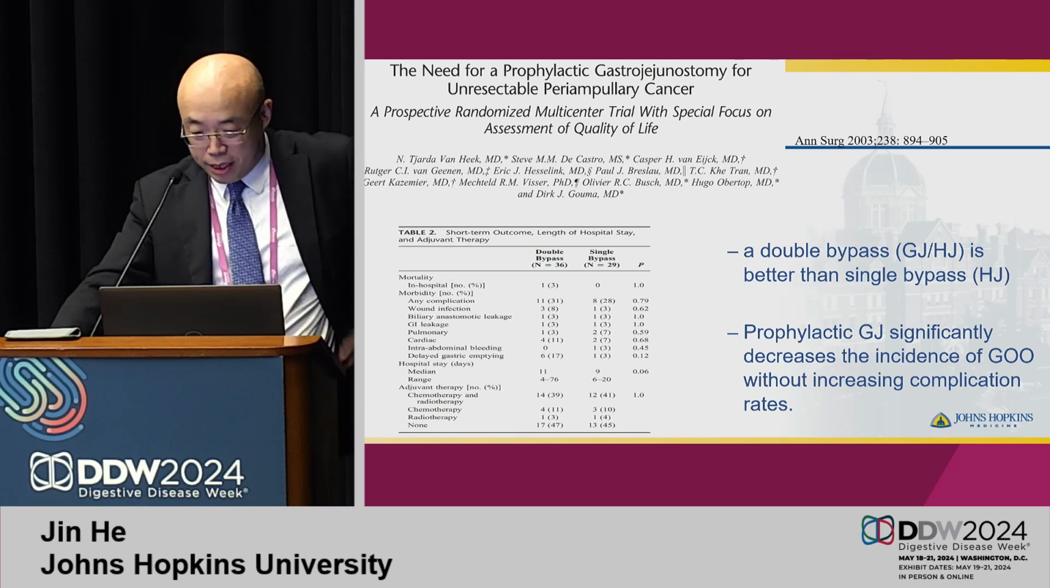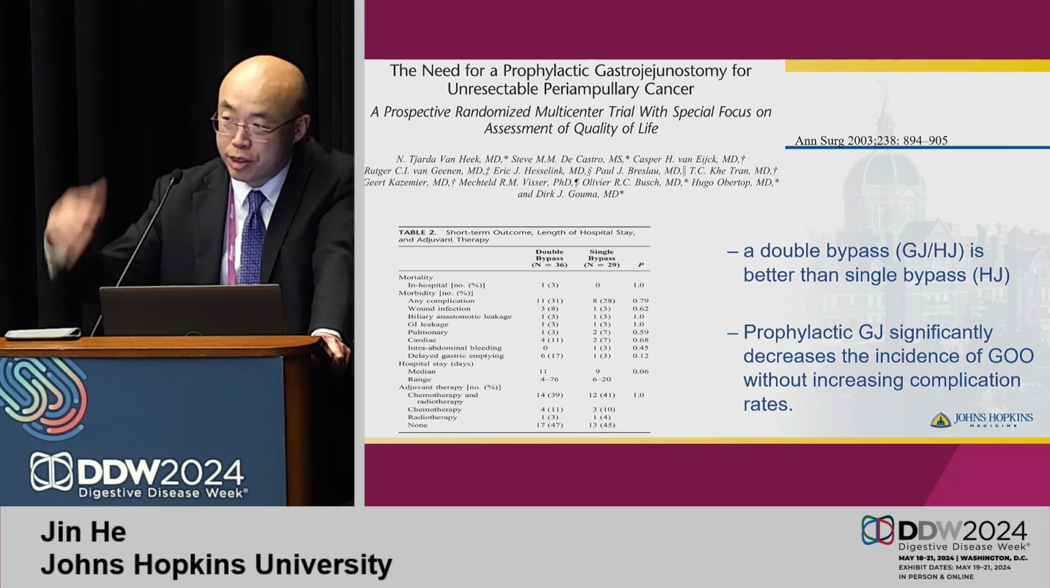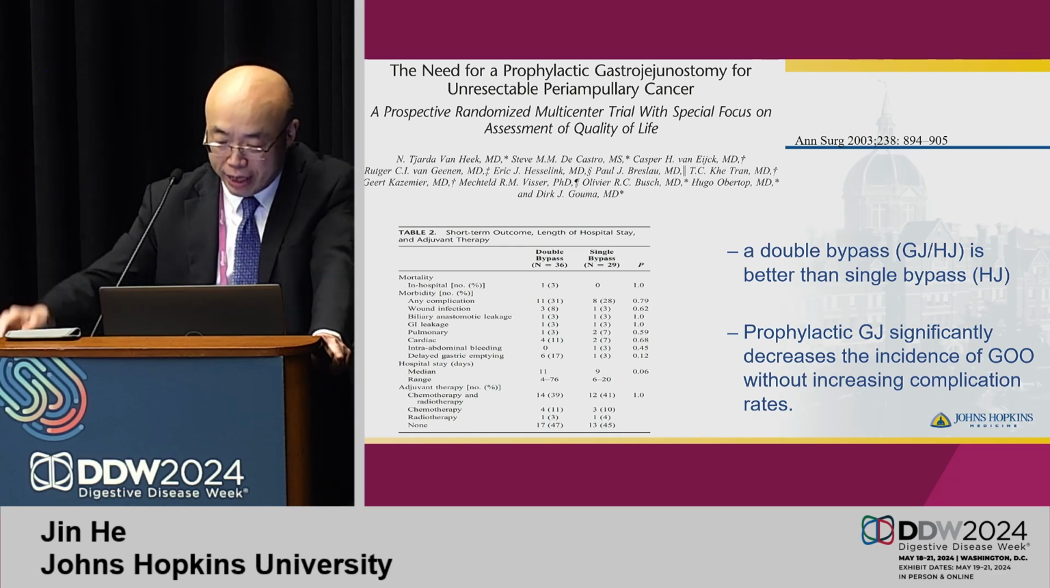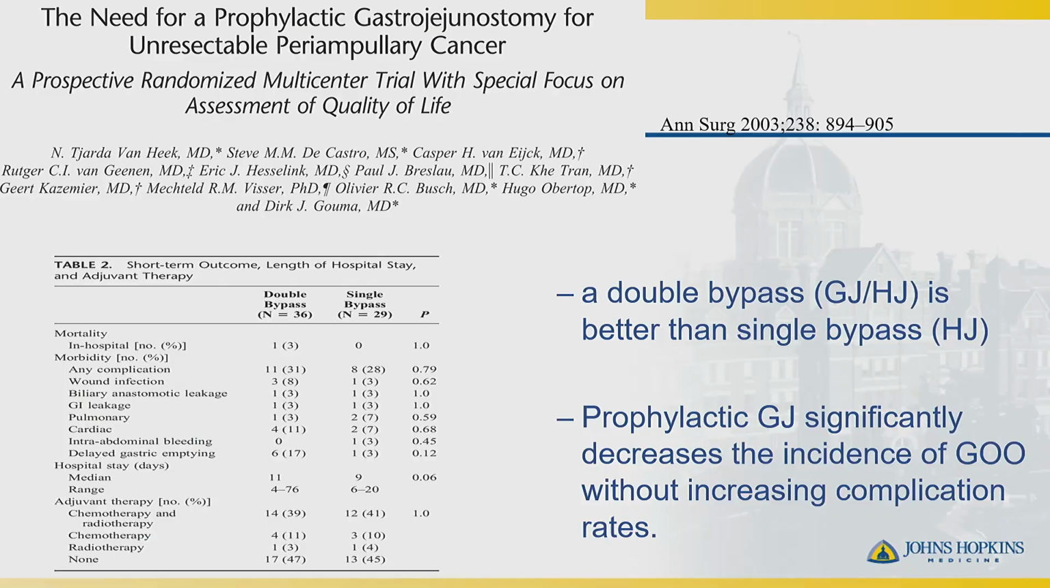This is another study, a little bit more recent, but it's still almost 20 years ago in the surgery literature. This is a study from the Dutch group, another prospective randomized clinical trial, showing that a double bypass, which is GJ and HJ, is better than a single bypass, which only relieves the biliary obstruction. The point they try to show here is that prophylactic GJ can also significantly decrease the incidence of GOO without increasing the complication rates.